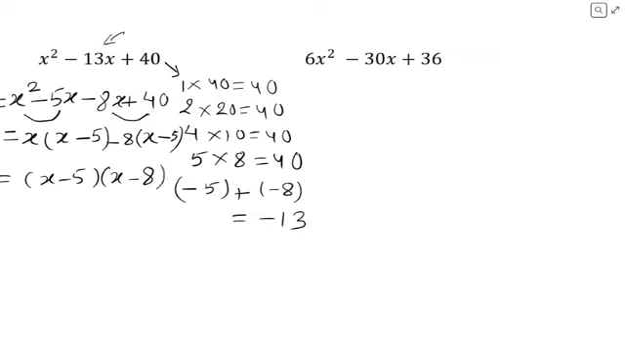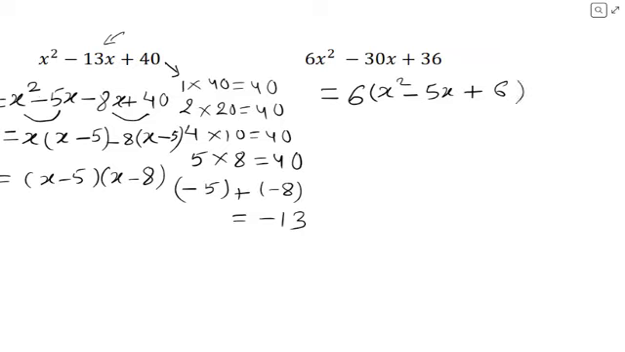So this expression is similar, but the difference is here 6 is common from all three terms. So the first thing is 6. We factor out. Now the remainders are x square minus, so divide this 30 by 6, which is now 5x. Now plus, divide this 36 by 6, which is 6. Now we do the same process here.